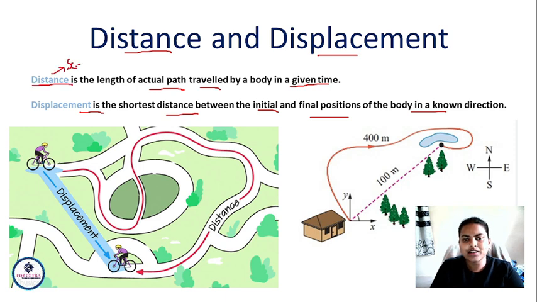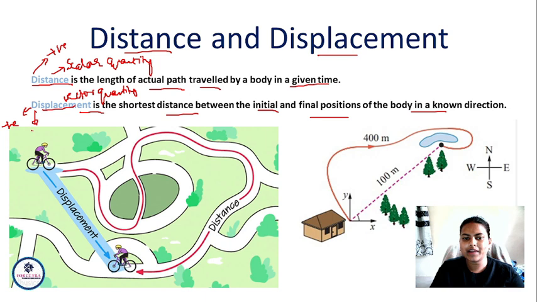Distance is a scalar quantity and displacement is a vector quantity. It also contains the direction. If the object has moved, then the distance must be there, so it is always a positive value. Whereas displacement can be a negative value, and it can be zero if the object returns to the same point, initial to final is zero, and the displacement can be positive.